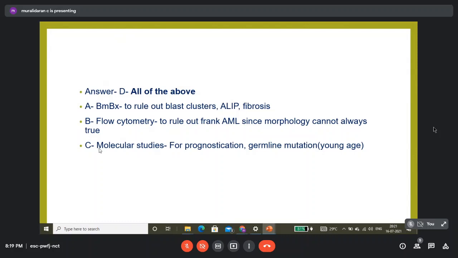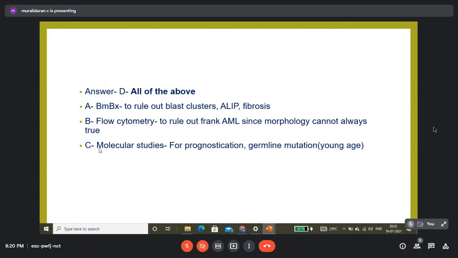And also we know that for prognostication, and I told you this is a case of a 43-year-old, roughly a young patient. Why should a young patient have dysplasia? So you should have in your mind, you should think of germline mutations. You should do a particular specific type of molecular panel to detect those germline myelodysplastic neoplasms.